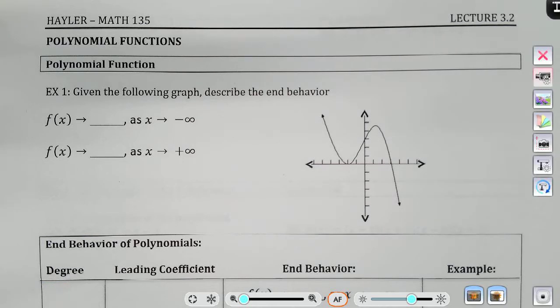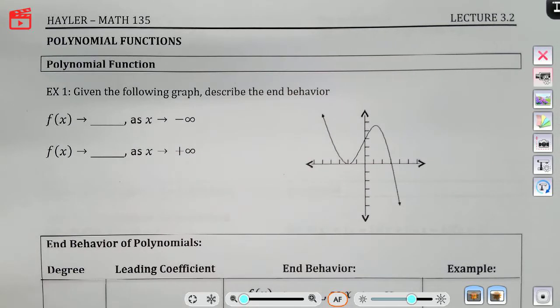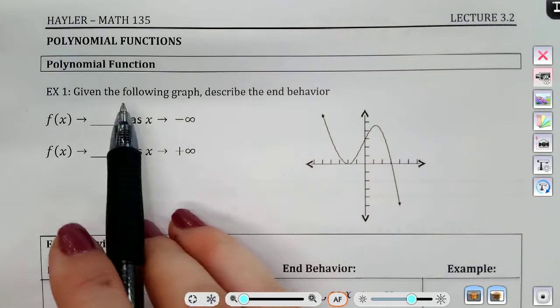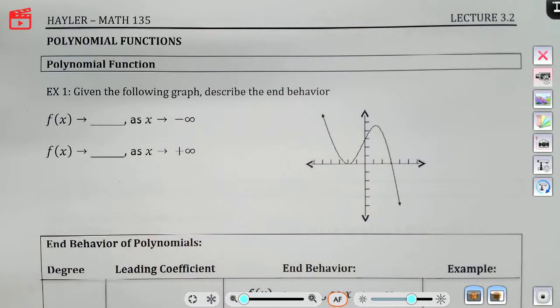All right, so lecture 3.2. We're taking a look at polynomial functions. Polynomials are what we've seen before, but for polynomial functions, there's one thing we like to look at, which is describing the graph, and one main thing is the end behavior of our graphs.